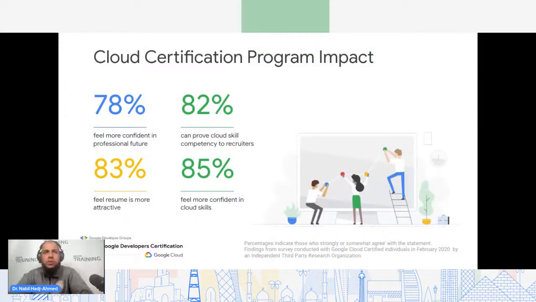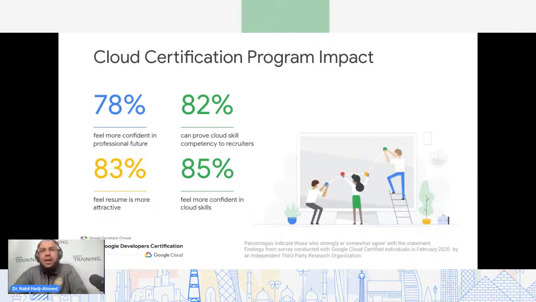78% feel more confident in their professional future, and rightly so. When you go through the certification journeys and paths, a lot of research has gone behind them to make them super focused based on those roles. As you go through the learning, you get that confidence, you're learning the skills, and you match it with a certification to prove that you have those skills as well. And again, 82% from the survey said they can prove cloud skill competencies to recruiters without any issue.